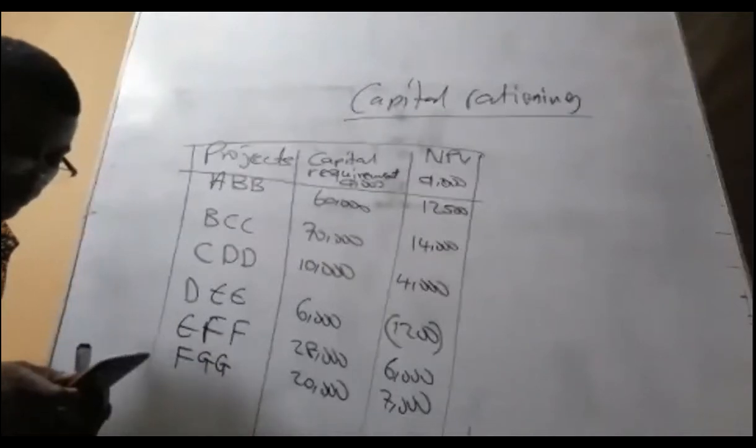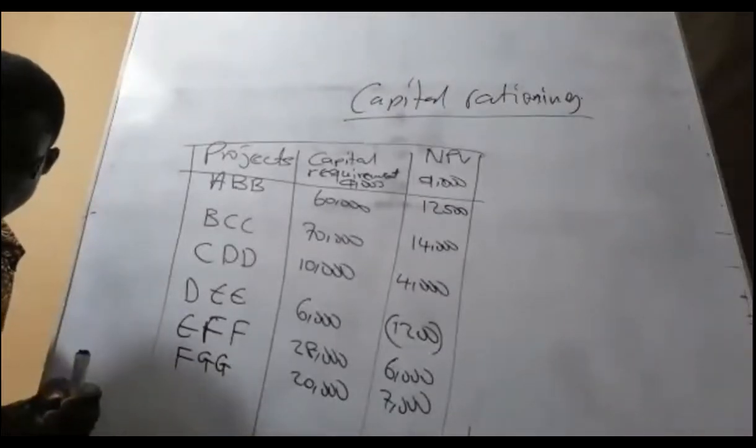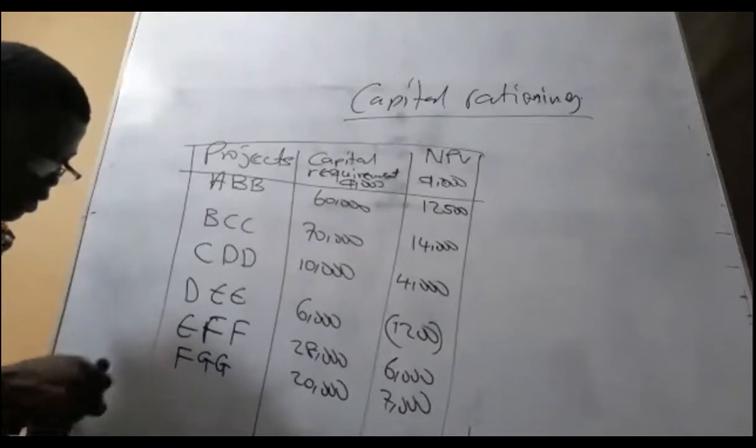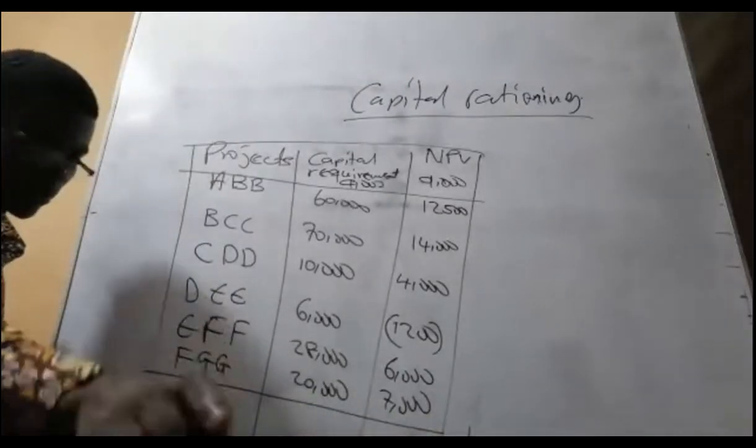That's 188 million. Good. So 188 million. So that is the capital requirement.